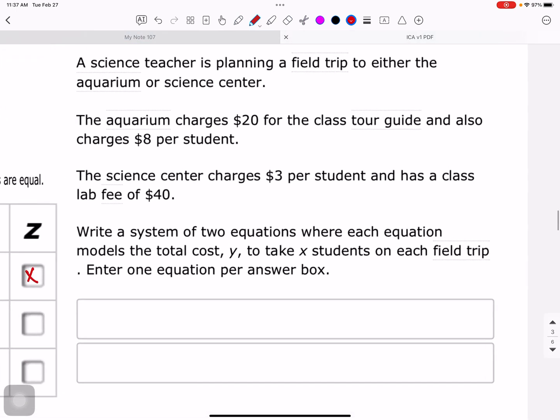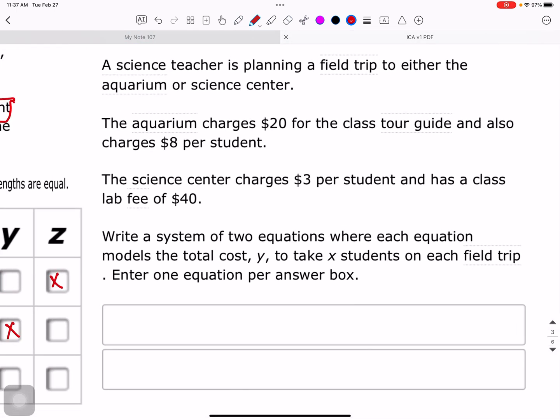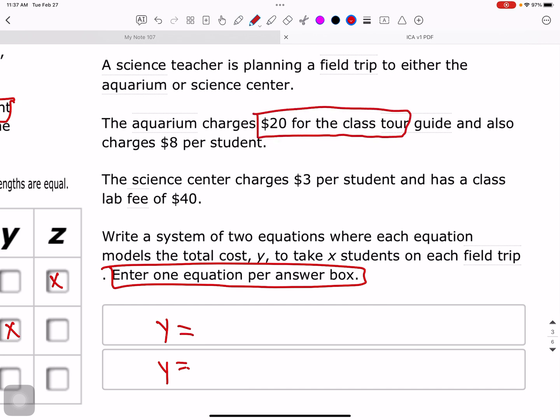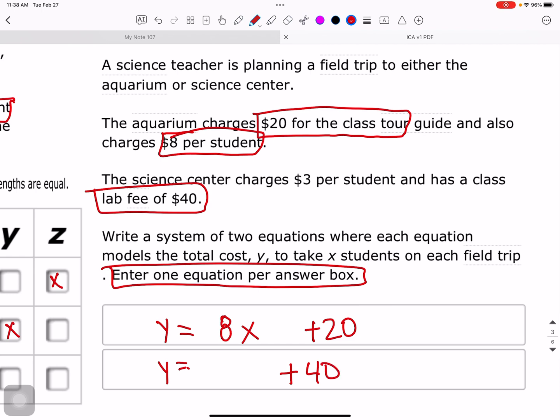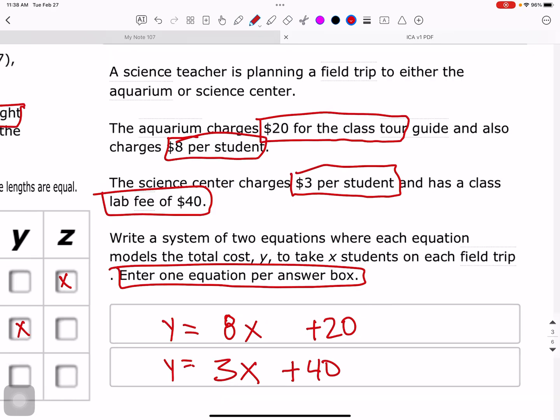All right, 18, then I'm going to stop this video. Let's see. All you had to do is write one equation in each box. You didn't even have to solve it. So let's see. For the aquarium, Y equals and Y equals. For the aquarium, there's $20 just to get a tour guide. So we're going to start at 20 bucks. And it's $8 every student. There's my one equation. This class is 40 bucks just for a lab fee, just for showing up. And it's also $3 for every student. There's our two equations.